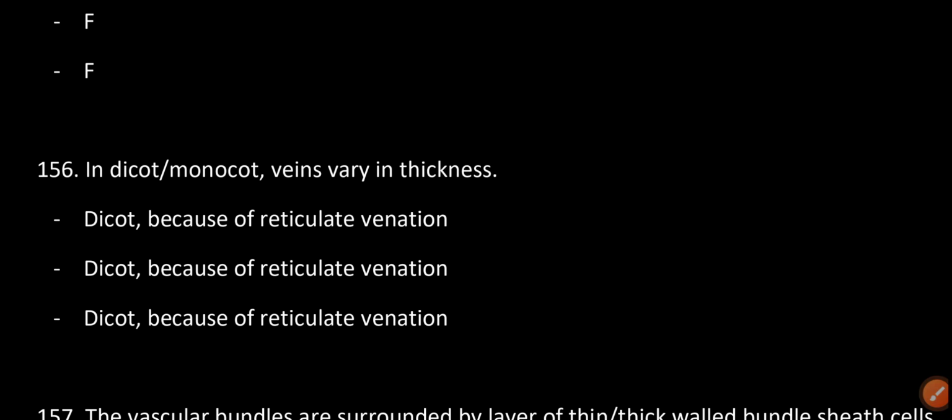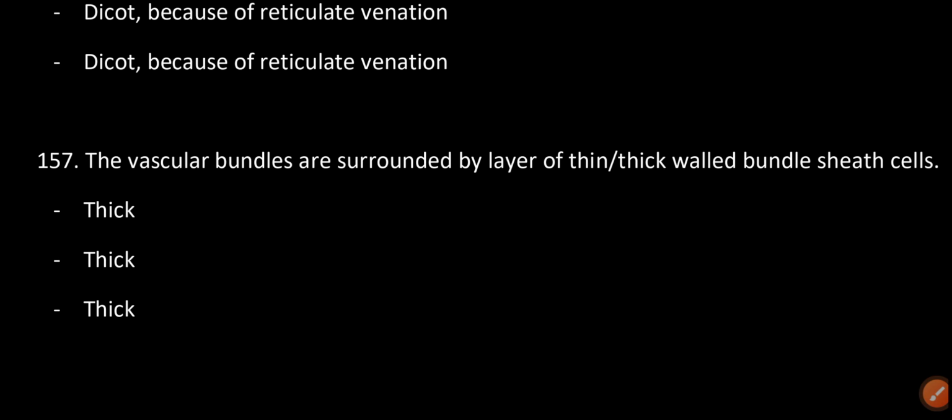In dicot or monocot, veins vary in thickness. In dicot, because of reticular venation. The vascular bundles are surrounded by a layer of thin or thick walled bundle sheath cells. Thick.